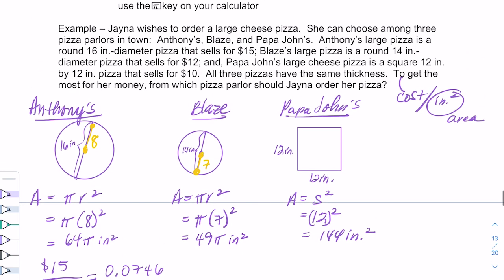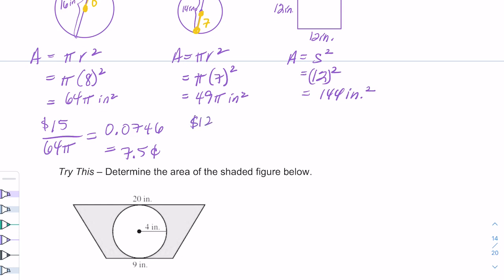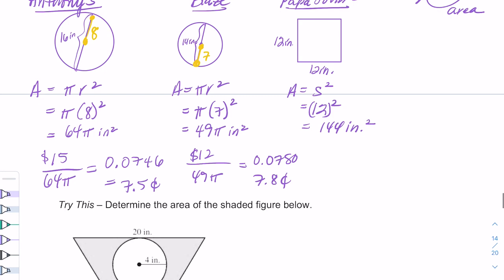For Blaze, their pizza is $12. So I'm going to take $12 and divide by 49 pi. So when you do that, you get something like 0.0780. So this is like 7.8 cents. And then for Papa John's, theirs is $10, and I'm going to divide 10 by 144, and I get 0.0694. Sorry, 94. So that's going to be about 6.9 cents.